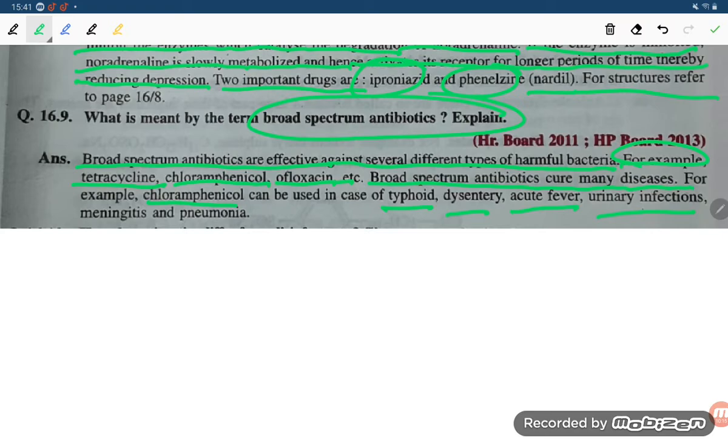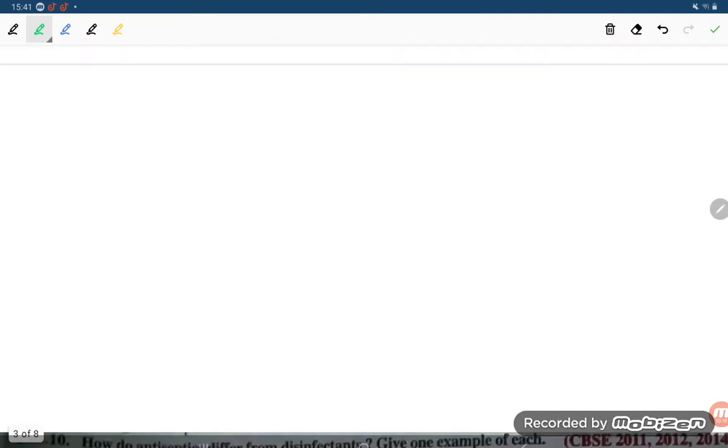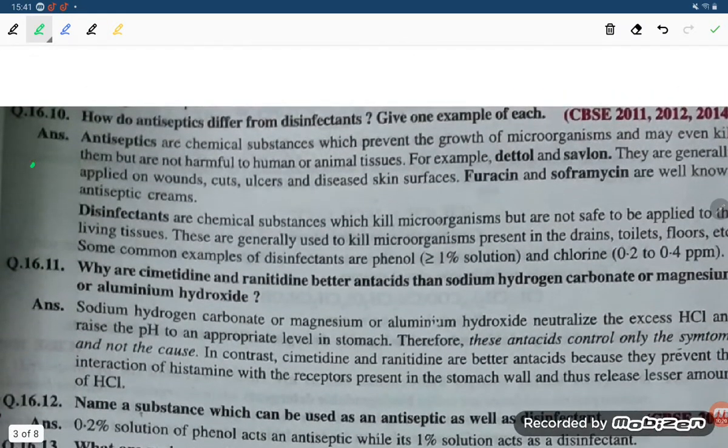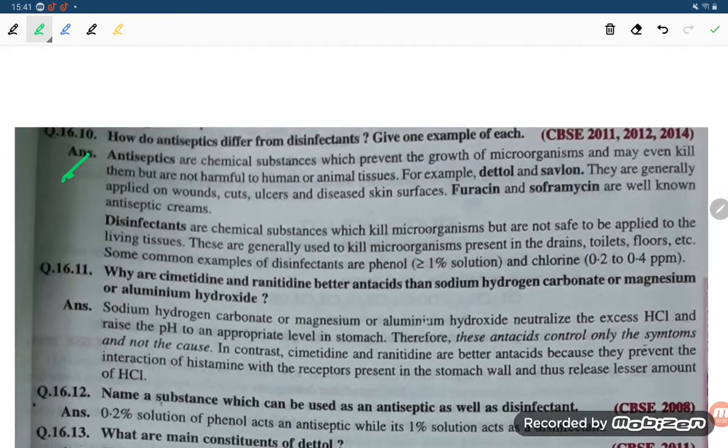These are their uses, students. Next one, question number 10: how do antiseptics differ from disinfectants? Give an example of each. Okay, so an antiseptic has a low concentration, student, and can be applied on the body, while a disinfectant has a high concentration and cannot be applied on living tissue. It can be applied for floor cleaning.